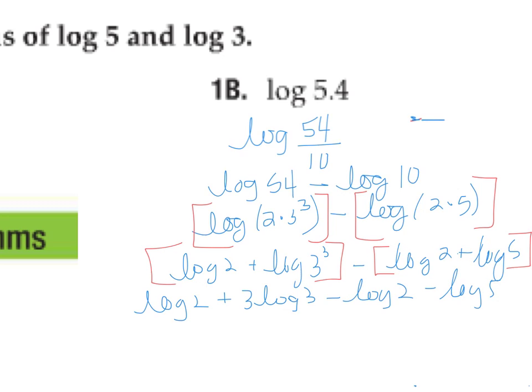Well, what happens is since I have log 2 minus log 2, those parts will cancel, and that leaves me with log 3 and log 5. So 3 log 3 minus log 5.